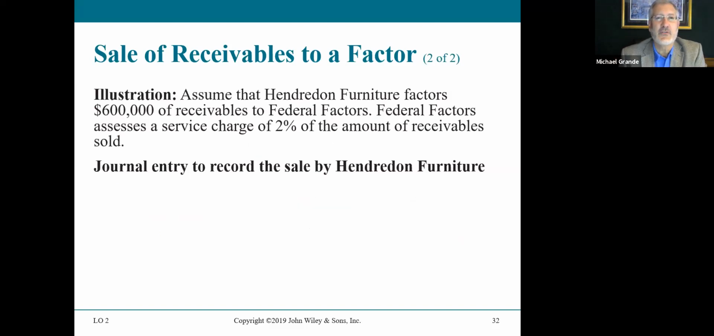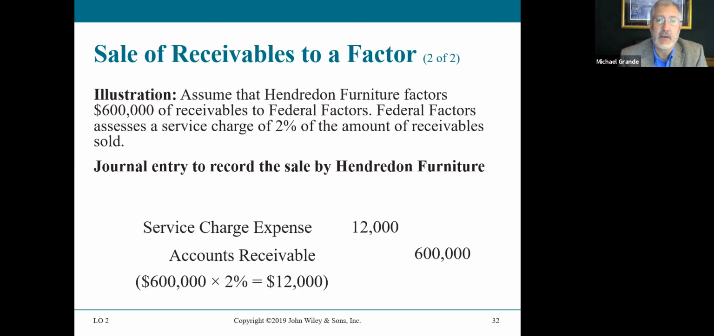Here's an example. Assume that Hendren Furniture factors $600,000 of receivables to Federal Factors. Federal Factors assesses a service charge of 2% of the amount of receivables sold. $600,000 times 2% is the service charge. They're selling the receivables, so they get rid of the receivables, reduce the asset with a credit. They have a service charge. $600,000 times 2% is $12,000. The net cash they receive is only $588,000. They sold their receivables. They received the cash right away.